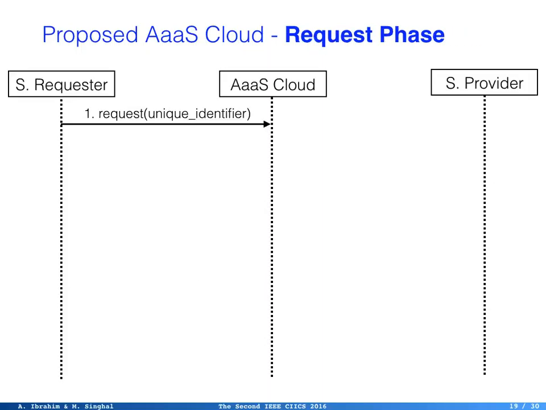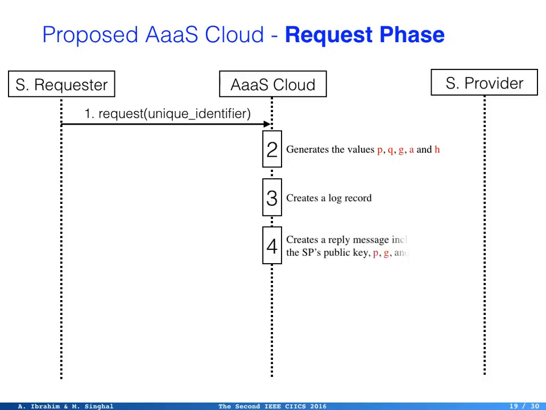When a service requester chooses one service provider from the IaaS cloud's database, the authentication process is initiated by the IaaS cloud. For every authentication process, the IaaS cloud server runs the Peterson commitment scheme setup phase, which generates the public values P, G, and H, while Q and A are kept secret. The IaaS cloud creates a log record to store the service requester's intent to communicate with the service provider.